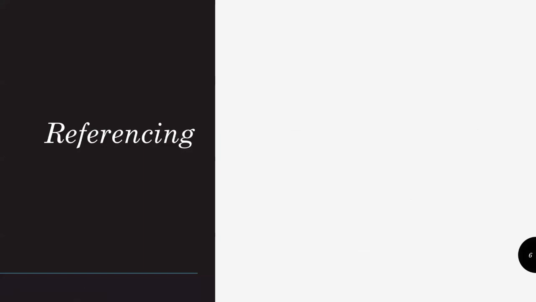Moving on, the next part of this workshop is about referencing. Most of the time, students encounter difficulty when it comes to referencing. So what is referencing? Referencing normally is broken down into two parts. We have full referencing and we have in-text citation. So how are they different?